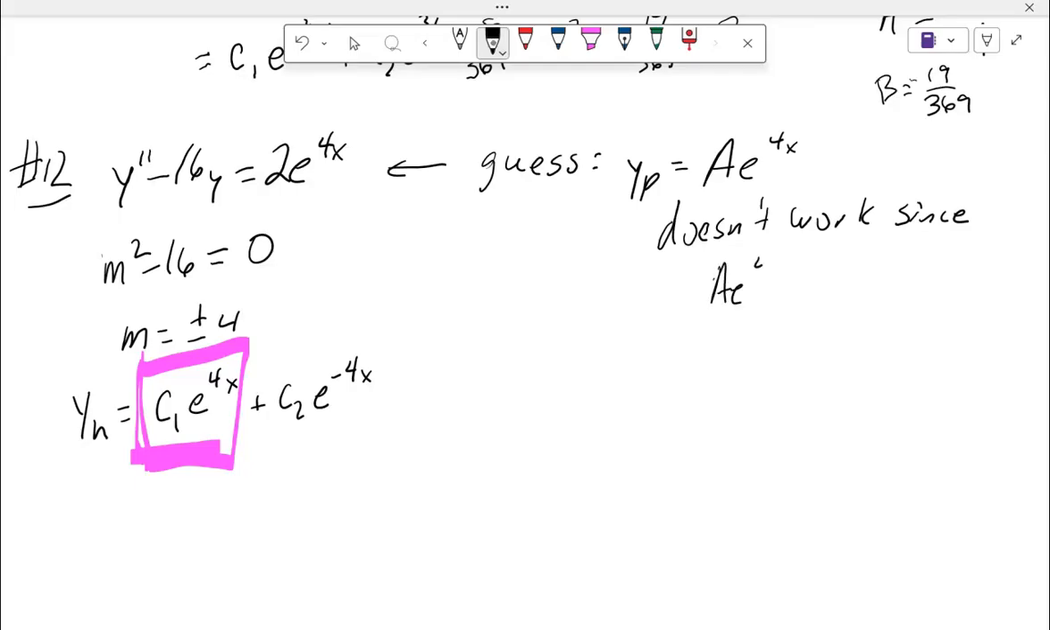since a e to the 4x would be a solution to y double prime minus 16y equals 0. That seems to muck up things, doesn't it? It's not too bad, though. Let's think back to what we just did in the previous section. Remember we needed two linearly independent solutions, and sometimes we had a double root? What did we multiply by to help us with that situation? X. What do you think we're going to do to help us with this situation? Multiply by an x, right?